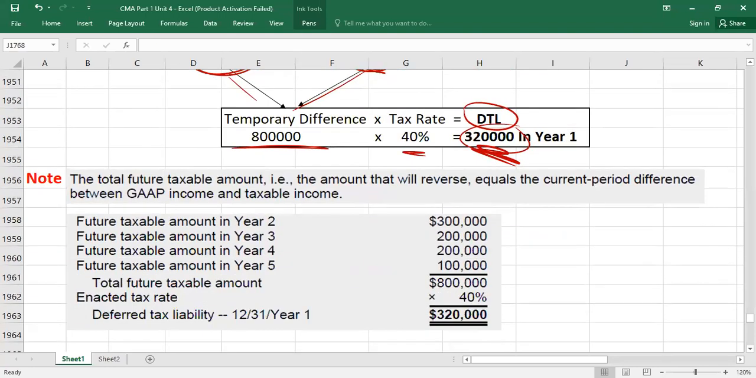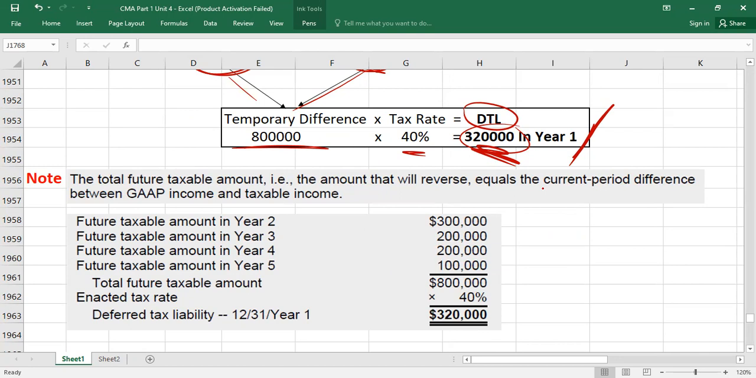You can just solve up to here and you can get the answer to your question in your exam. That's it. But I'm just proving now. You need to do this only in your exam: take the difference in the current year, multiply by tax rate, and you will get deferred tax liability. You will get the answer on your calculator. That's it. Question will be solved.